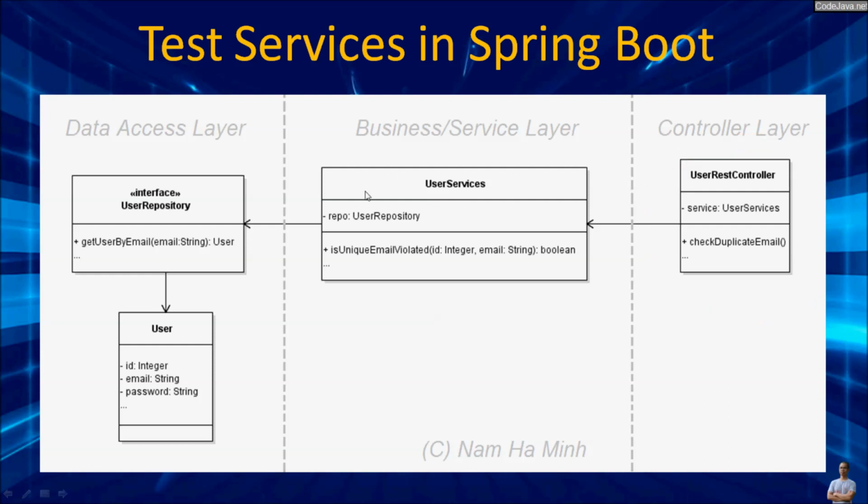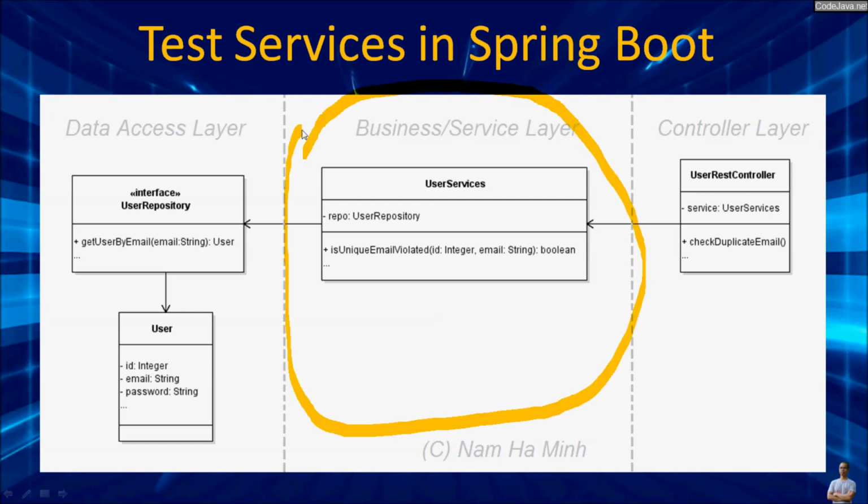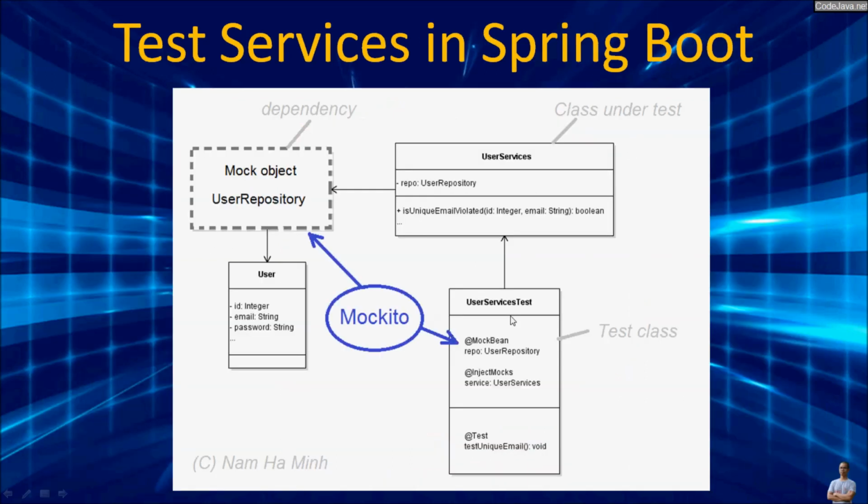In this video tutorial, I will focus on how to write unit tests to test the business or service component in the business or service layer in a Spring Boot application. This picture explains how to write a unit test class for a service class in a Spring Boot project. The service class becomes the class under test. As you can see, this is a service class in this picture, and the test class is a service test here.